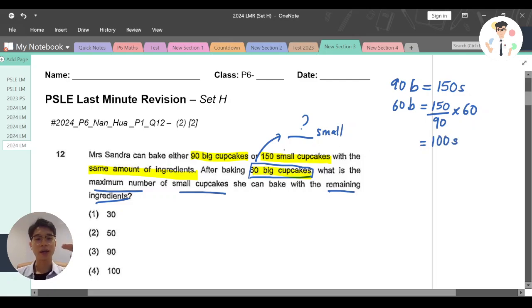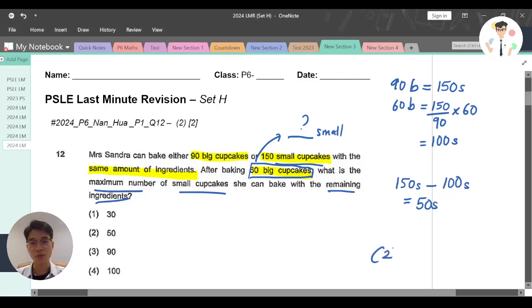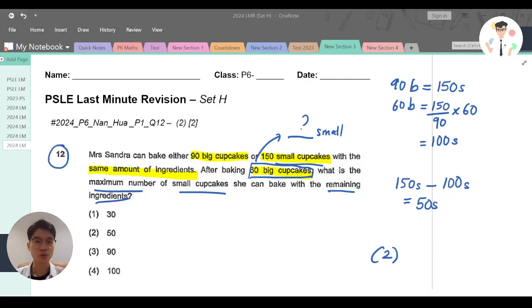Now you see, I am able to bake 100 small cupcakes. I have already baked 100 small cupcakes equivalent to 60 big cupcakes, which means that I'm left with 50 small cupcakes. In this case it will be option number 2. Honestly speaking, this question is a very, very common question, so you are supposed to make sure that you know how to solve this.